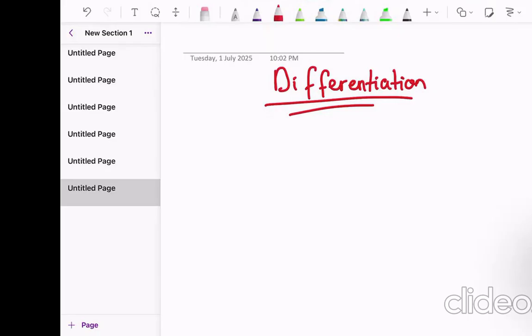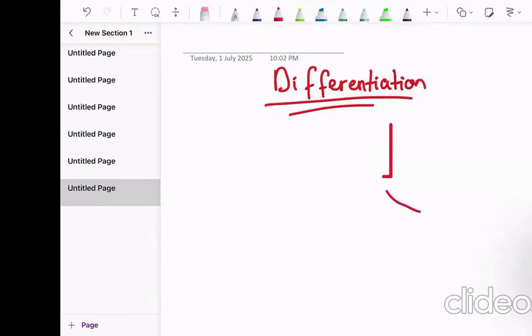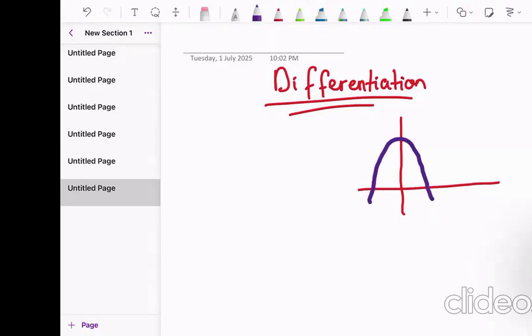What does this mean, gradient of the tangent on the curve? Now we need to understand some basic concepts. For example, I have an x and y axis, and I have a curved line like this, or any curved line. The object of applying differentiation is that, for example, I have a tangent.